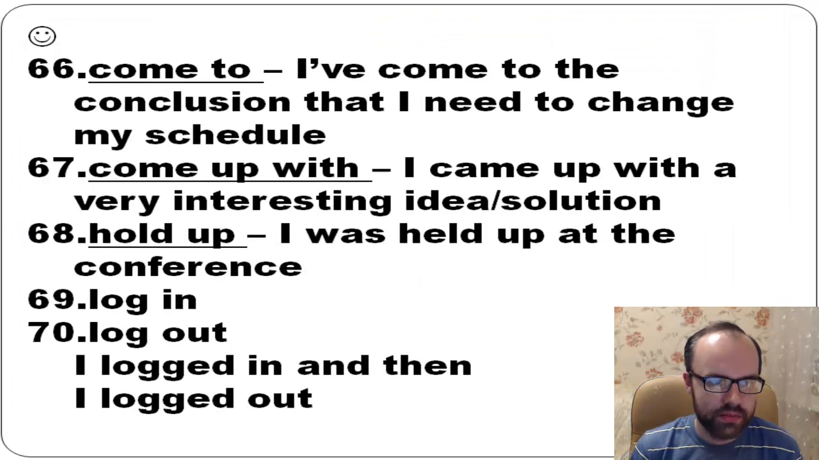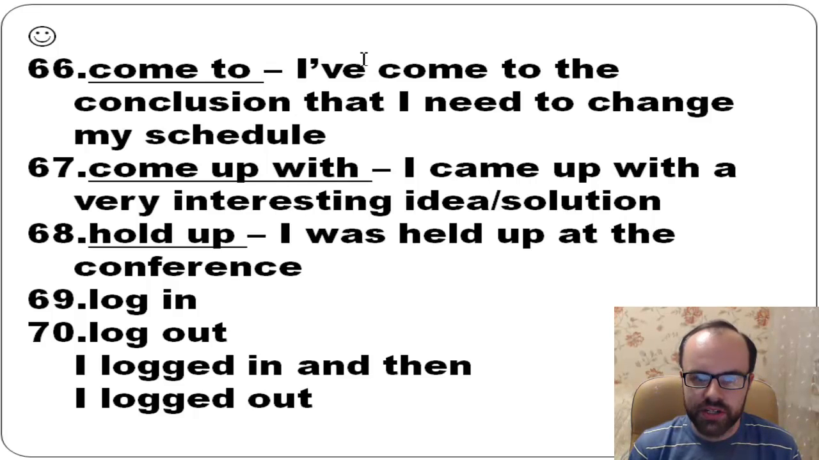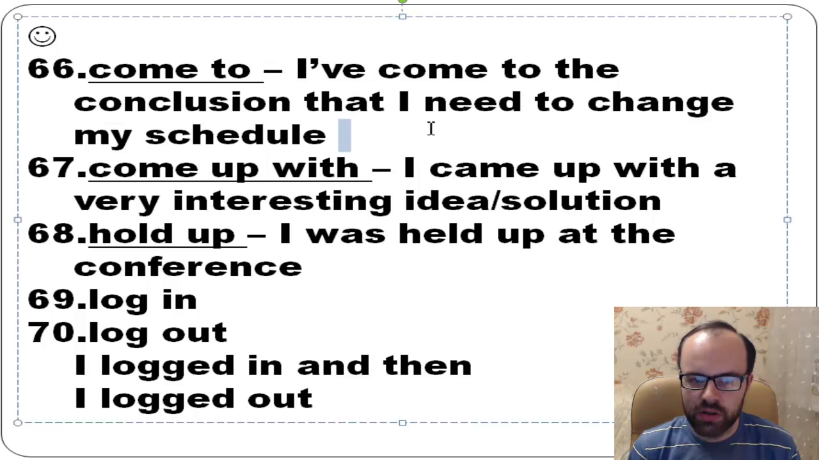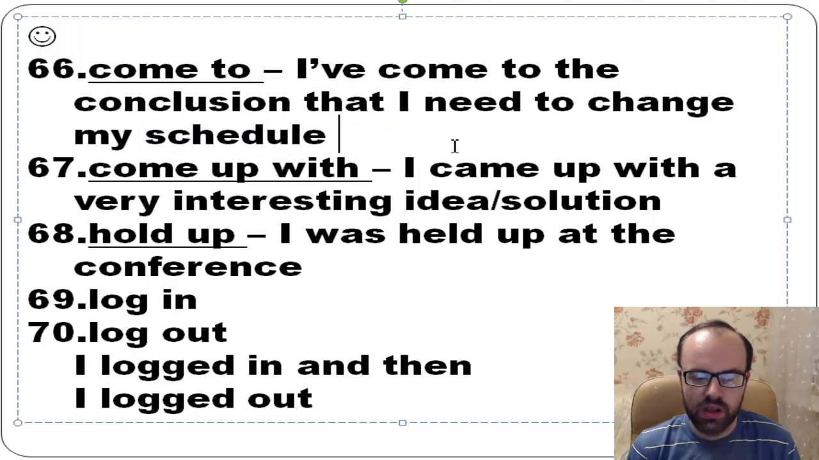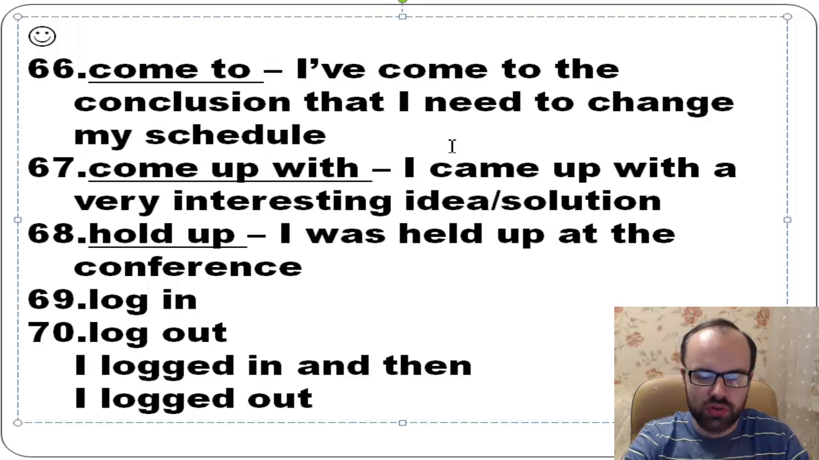So what is next? Come to. I've come to the conclusion that I need to change my schedule. It means that I have this conclusion in the end. Schedule or timetable. So, for example, maybe I go to bed at 4 o'clock in the morning, but I think that it's a bad idea for my health, and so I need to change my schedule. I need maybe to go to bed earlier and to get up earlier too.